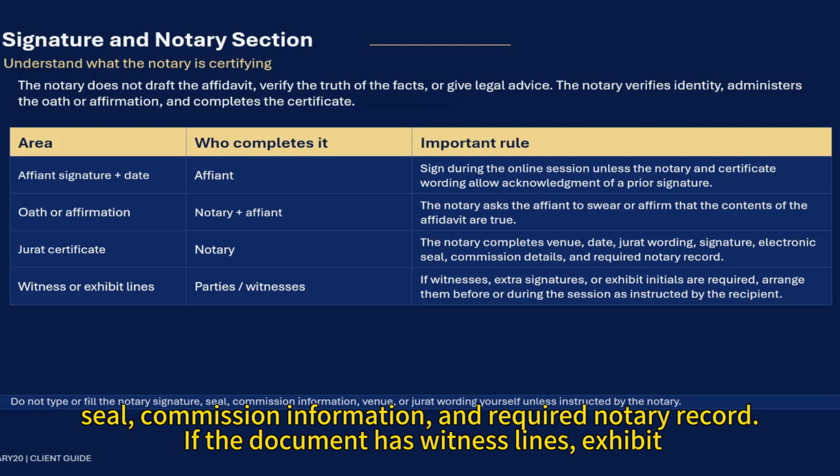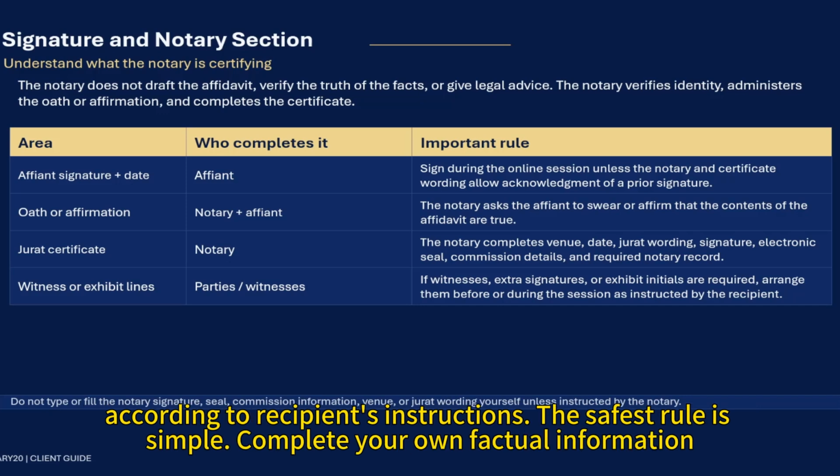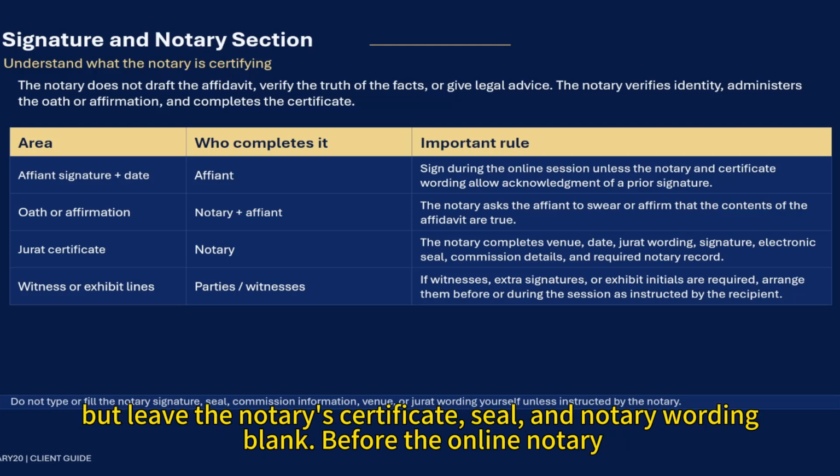If the document has witness lines, exhibit initials, or additional party signatures, those requirements should be arranged before the session according to the recipient's instructions. The safest rule is simple. Complete your own factual information, but leave the notary certificate, seal, and notary wording blank.